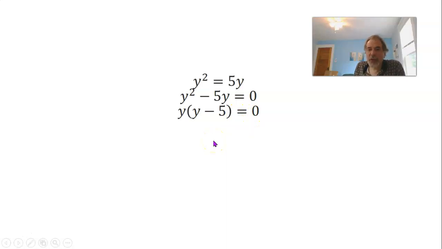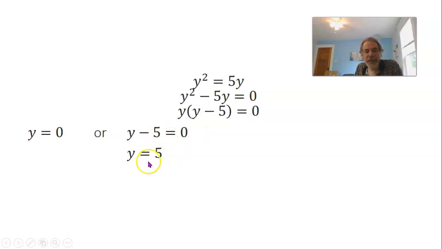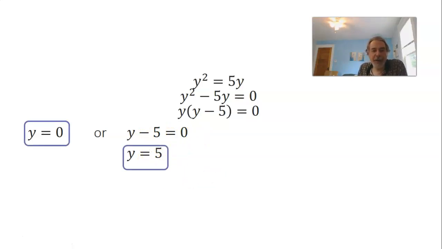Now set each factor equal to 0 in its own equation. Y equals 0 or y minus 5 equals 0. So if y equals 0, that's a solution. That's a number y can be. It can be 0. If y minus 5 is 0, then add 5 to both sides and you get y equals 5. So our two solutions are 0 and 5.